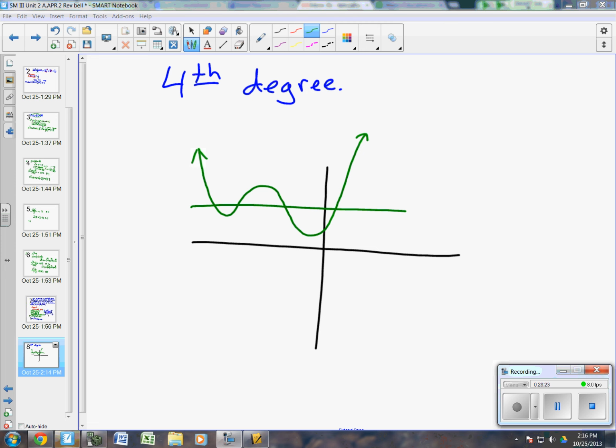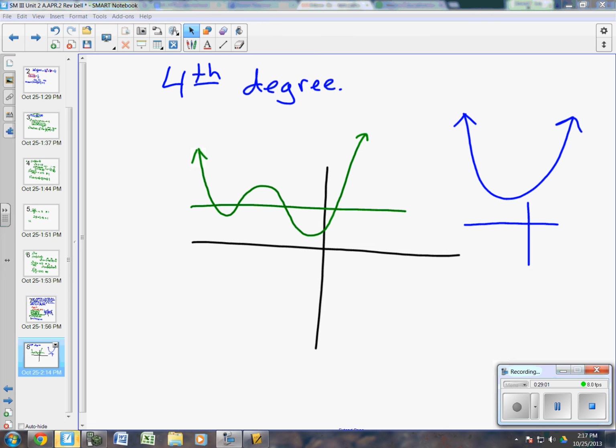Jaleesa. Hey guys, question. Jaleesa said, could it just be a parabola? Well, it's not technically a parabola, but it kind of looks like a parabola. Sometimes 4th degree polynomials will look like a parabola. It will kind of look like a parabola shape. As long as it doesn't cross the x-axis, then it's going to work, okay? All right.